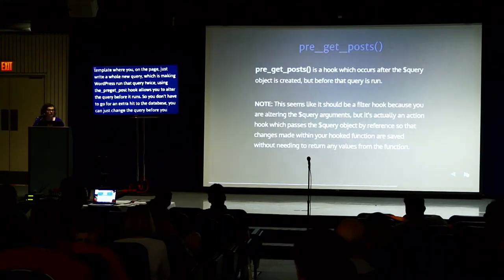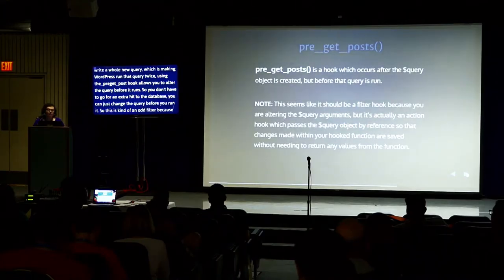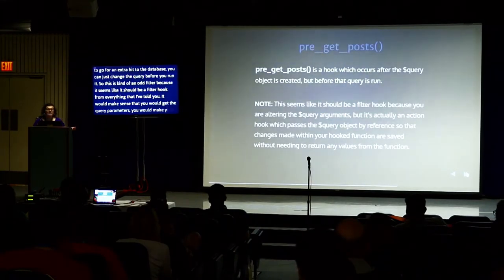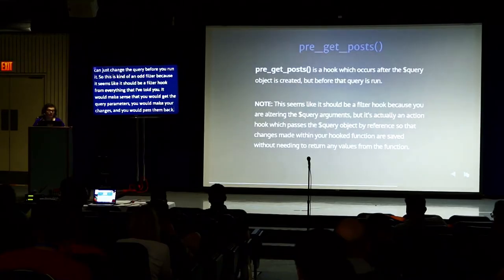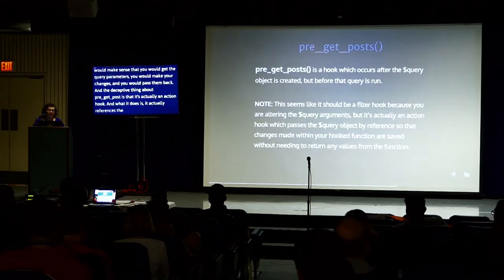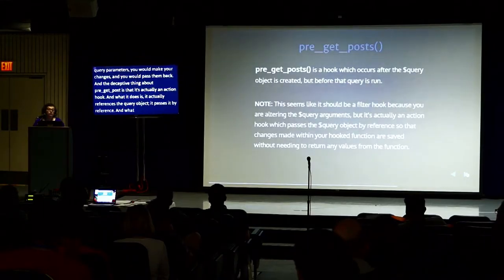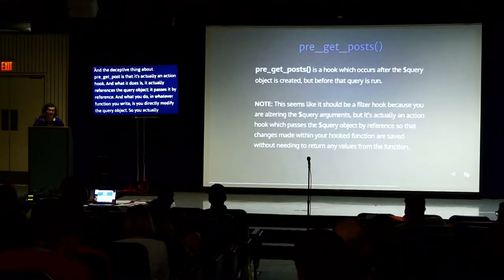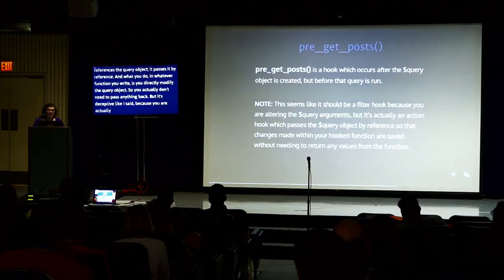So this is kind of an odd filter because it seems like it should be a filter hook. From everything that I've told you, it would make sense that you would get the query parameters, you would make your changes, and you would pass them back. And the deceptive thing about pre_get_posts is that it's actually an action hook. And what it does is it actually references the query object, it passes it by reference. And what you do in whatever function you write is you directly modify the query object. So you actually don't need to pass anything back. But it's deceptive, like I said, because you are essentially changing the content, which is what you think of with a filter hook.